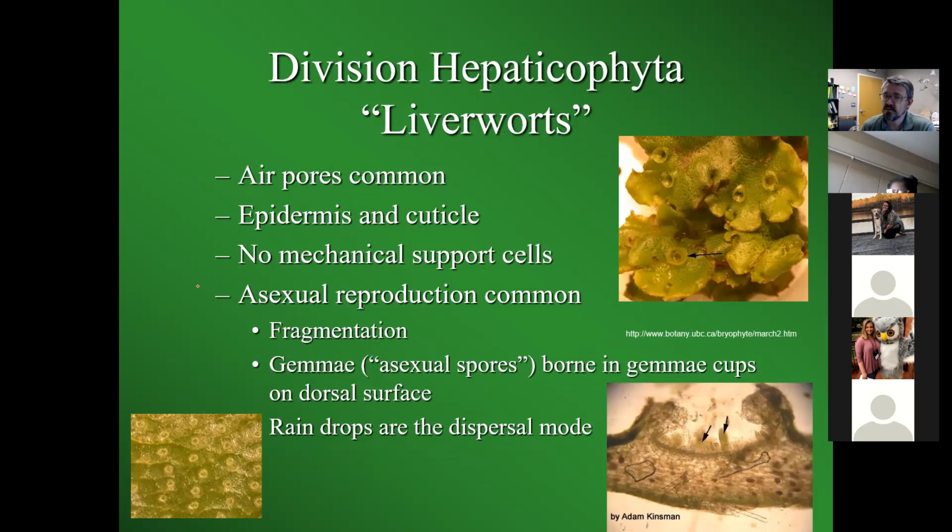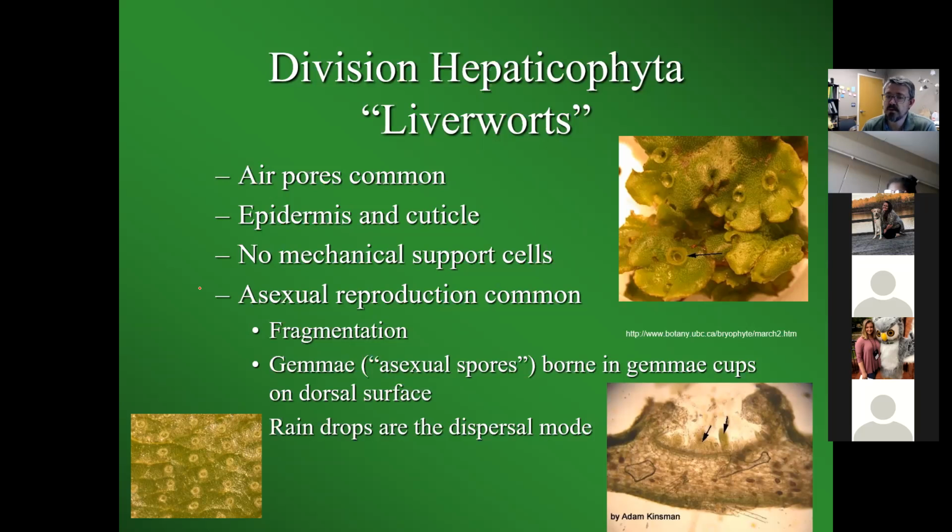We have air pores, very common, with epidermis and cuticle, not surprising based on the group that it's in. There are no mechanical support cells, so it doesn't get very tall. It's pretty short. Asexual reproduction is really, really common. We're going to see this under the microscope in lab. Fragmentation is very common. They just break apart because they have that dichotomous branching. They'll just pull apart, and a new one can make a whole new plant.